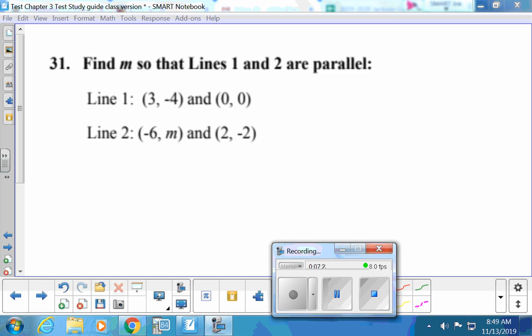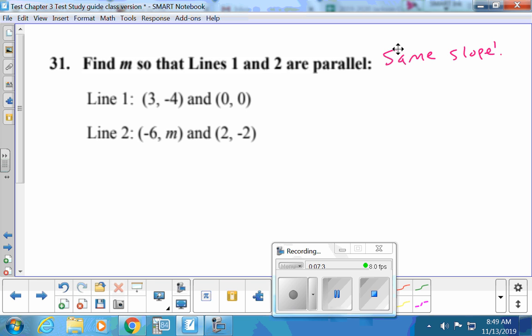All right, we've arrived at what I think is probably the most difficult problem on here. We want line 1 and line 2 to be parallel. What do you know about parallel? We need them to have the same slope. Now here's the trouble. We don't know this M. It's our job to find it. So here's the game plan. We always talk about having a game plan. What's our game plan?